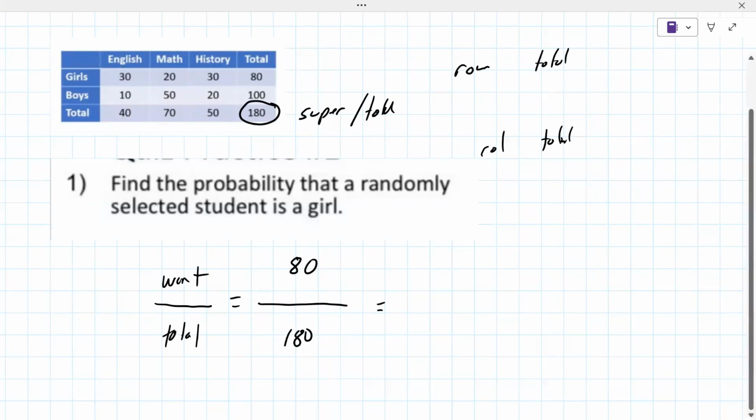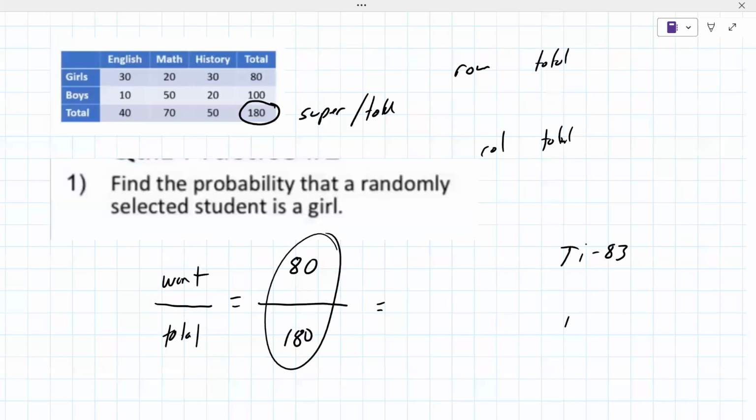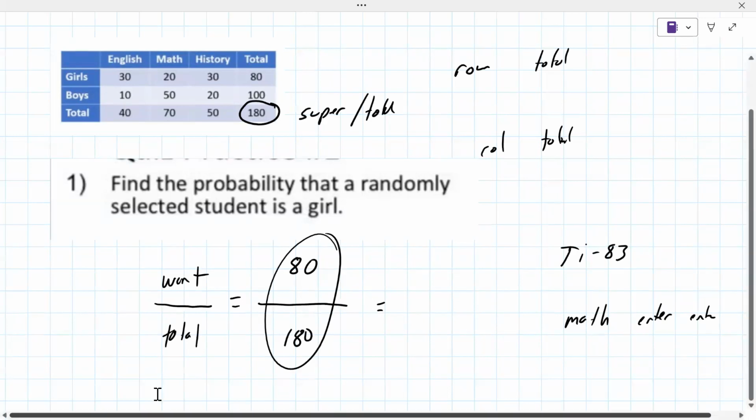So now it's 4 and... You got a TI-83 there. Yeah. So just put this fraction in, hit math, enter, enter, and it will convert it to the lowest form of the fraction. Okay. Math, enter, enter. Put this into the calculator first, after you're done. 80 divided by 180, then math, enter, enter.